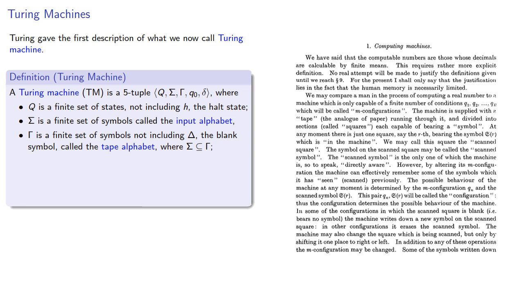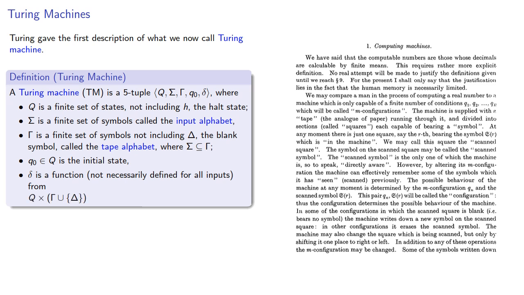We have some state Q0, our initial state, and delta is some function, not necessarily defined for all inputs, from the set of states and the tape symbols, including the blank symbol, to the set of states together with the halt state, the set of symbols together with the blank symbol, and the set right, left, or stay in place.